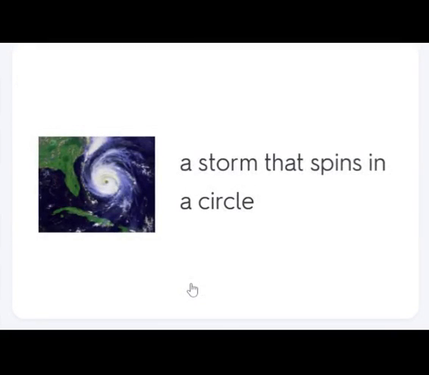Cyclone is going to be a storm. This is going to be a storm that spins in a circle. You can see that circular pattern in the picture of the hurricane.